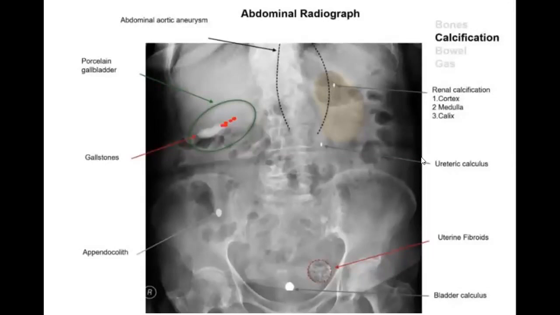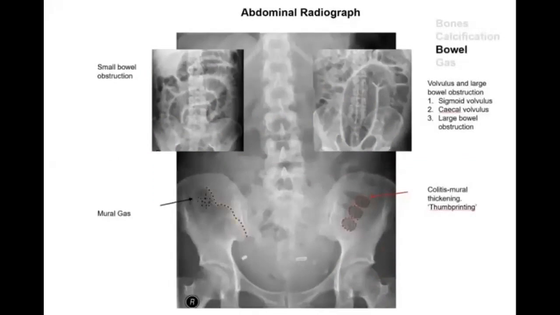Calcifications, we already mentioned them. We check for renal calcification, ureteric calculus, uterine fibroid, bladder calculus, appendicolith, gallstones, porcelain gallbladder, and the curvilinear one, abdominal aortic aneurysm. For the bowel, you check for any volvulus, large bowel obstruction. The most important three: sigmoid, cecal, and large bowel obstruction.